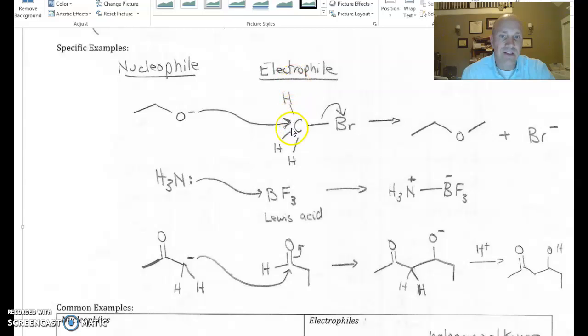Electrophile, the reason that it's an electrophile is that literally it would be a lover of electrons. It likes to accept electron pairs from things that are willing to donate electron pairs.